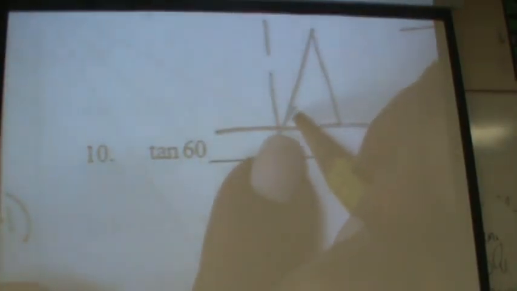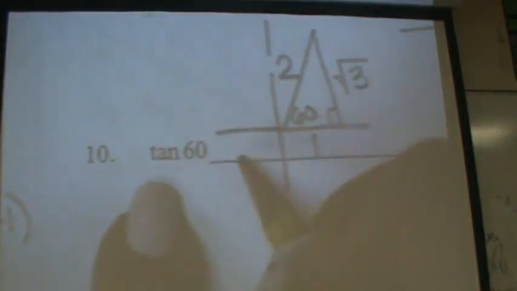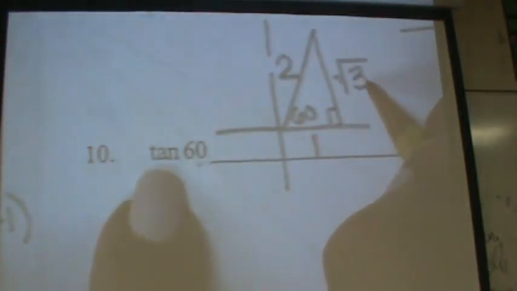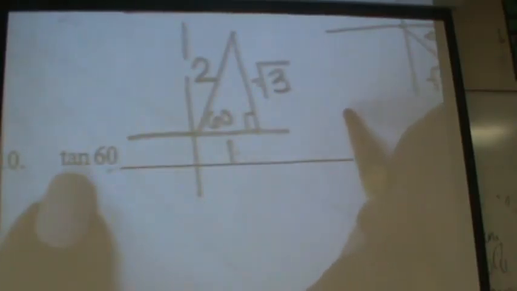60, where's 60? Quadrant 1, 60. What's this side right here? Root 3. Here's your hypotenuse. Here's this side. What's the definition of tangent? Opposite over adjacent. So it's root 3 over 1.